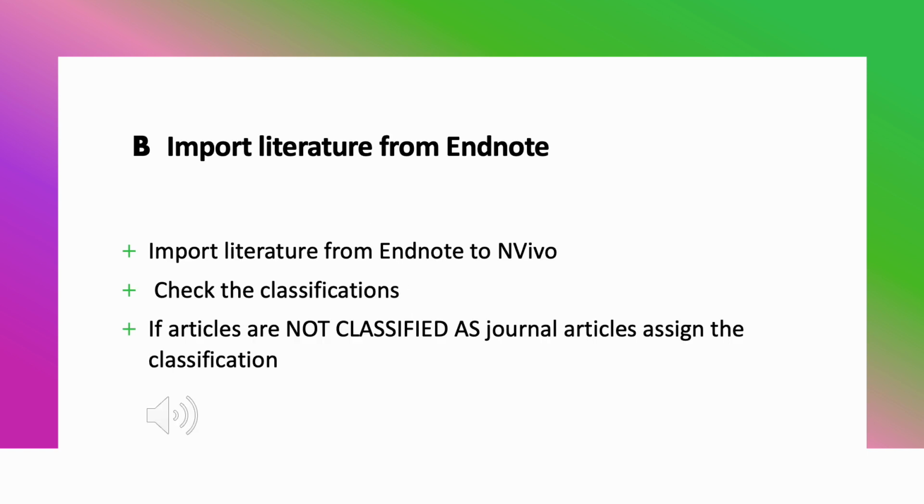So in exercise B, import literature from EndNote. Don't worry if you have not got your EndNote file. We have made an EndNote file that you can use for this purpose. So you can import literature from EndNote to NVivo, check the classifications that are made, and if any articles are not classified as journal articles, you can assign the classification.